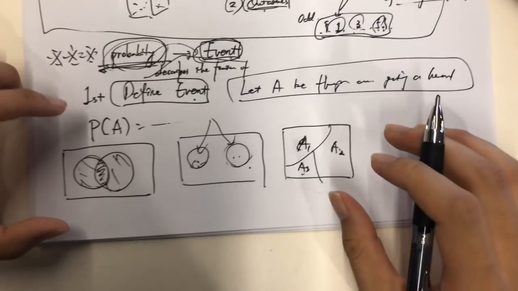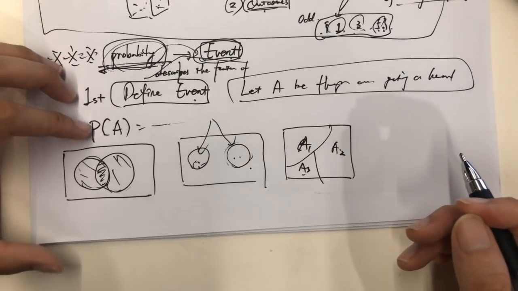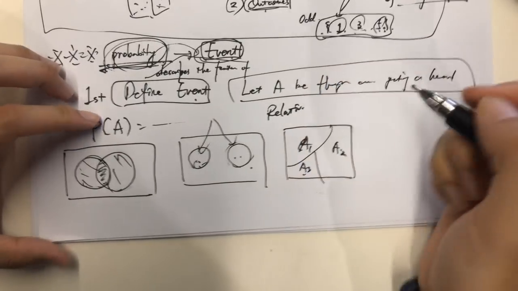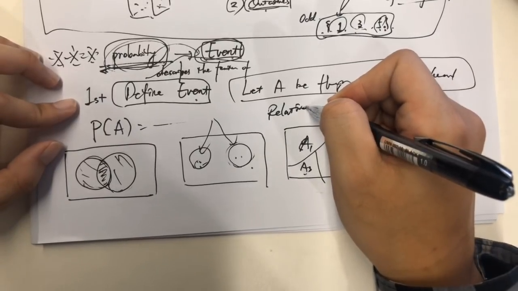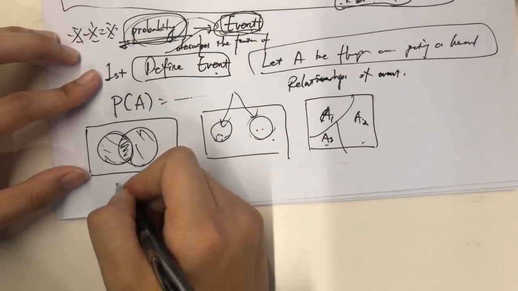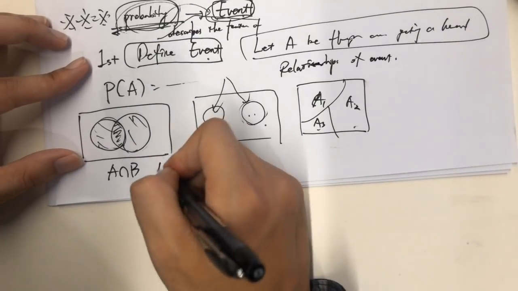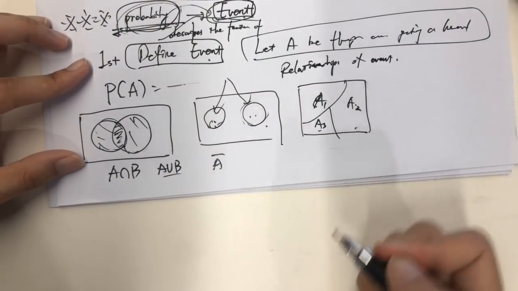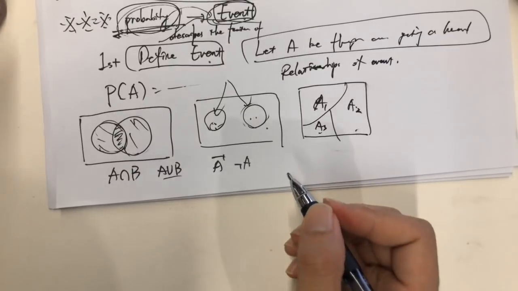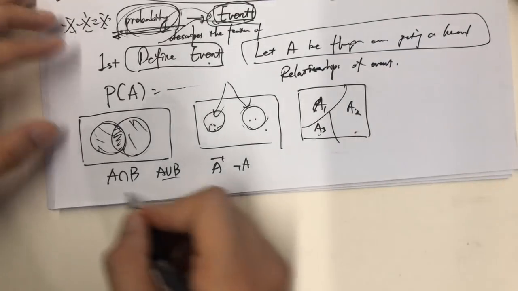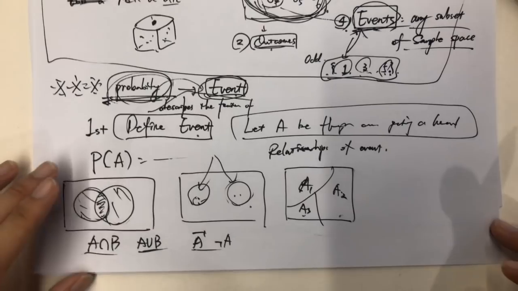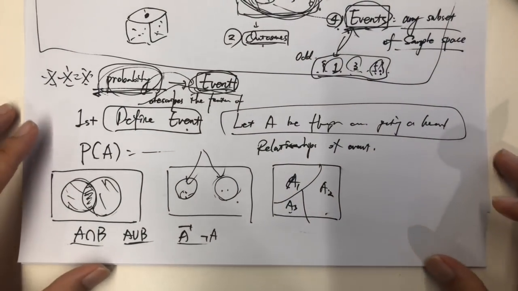So for the relationships of the events, you'd better do your own readings in your own time, okay? So I won't spend too much time on that, because they are very, very straightforward. Just remember those keywords. Relationships of events. So you need to know what is A intersection B, and what is A union B, and what is A complement, right? Complement is not A, right? Those are the calculations. It's pretty much like the sets we learned before, right? Okay, so that's all about the events on the probabilities.